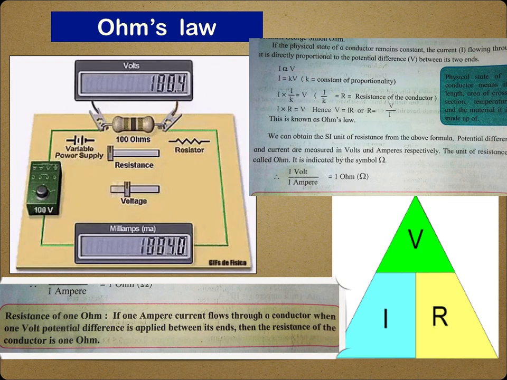As you can see in the layout of the circuit, when the voltage increases, the current flow also increases. When the voltage decreases, the flow of current also decreases. But when the resistance increases, then the flow of current decreases. That means the current is directly proportional to voltage but inversely proportional to resistance.